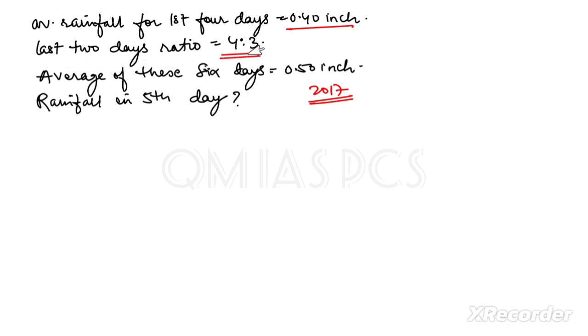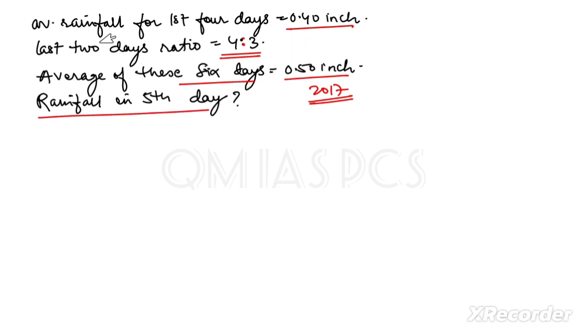You know what is ratio? I have told you how to convert ratio, how to work in ratio. It was given in 4:3. Now the total average of these 6 days was given like 0.50 inch. Of that rainfall it was given 0.50 inch. Now it is asking what is the rainfall on the 5th day.